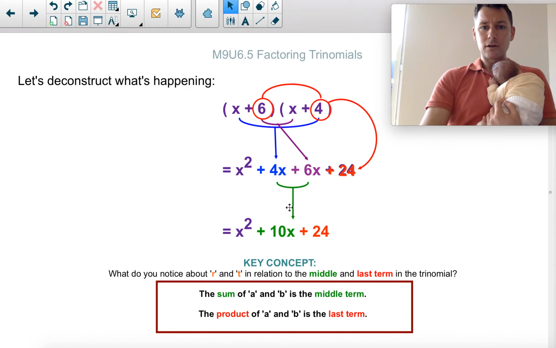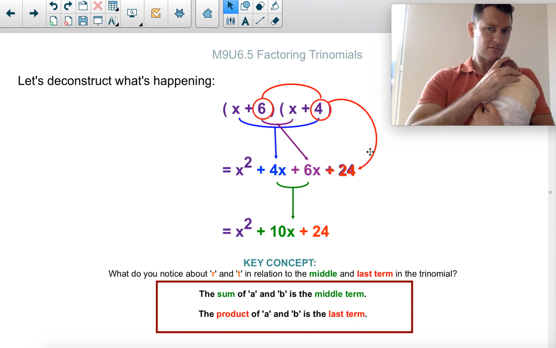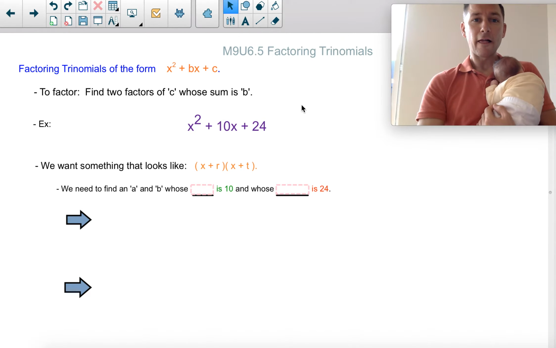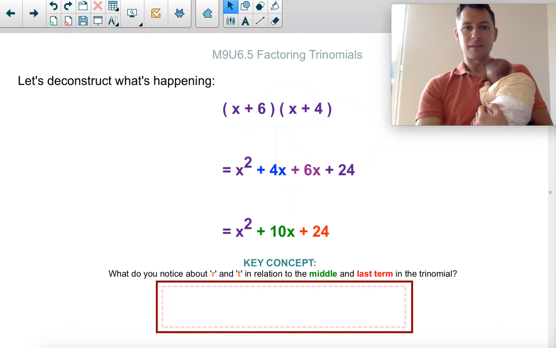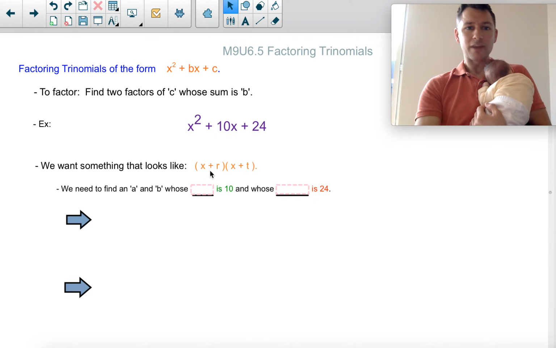So this b term, this middle term, is the sum of the 6 and the 4 term, and this 24 is the product of those, right? And that's what we're trying to get to. All right. So this is the same thing we had. Let's work with it backwards and see how we get this x plus r and this x plus t. Yeah? So let's try that out.